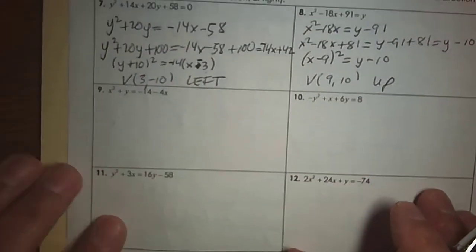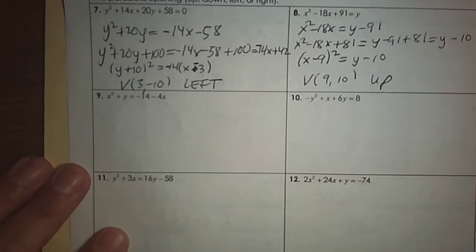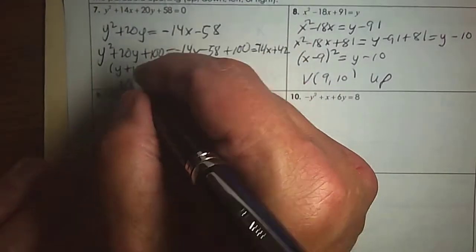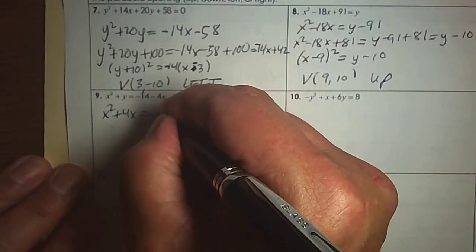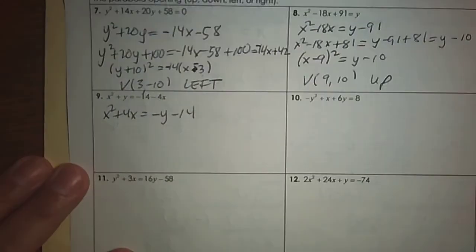Number 9. Press pause, you try it. All right, now it's my turn. So x squared plus 4x, negative y, subtract 14. There's step number 1.